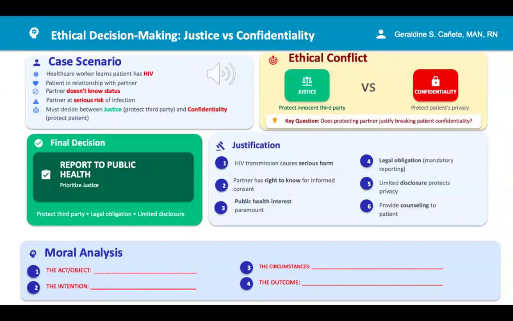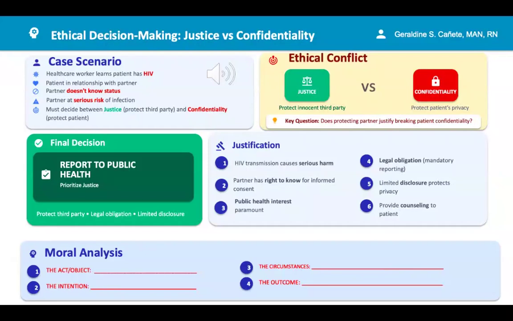Well, HIV transmission can have devastating consequences. Okay, so that's why we need to prevent serious harm. There is a duty to warn. There is a moral and, in some jurisdictions, a legal duty to warn individuals at risk for serious harm. Also, public health authorities are equipped to handle such situations while protecting patient privacy to the extent possible.